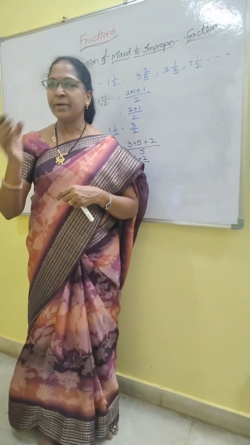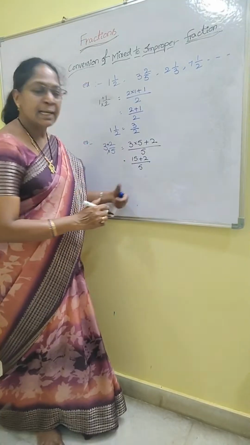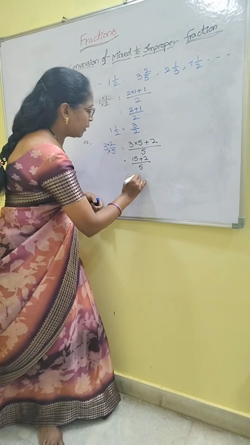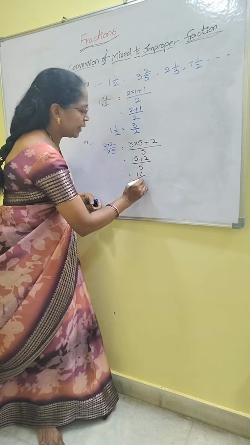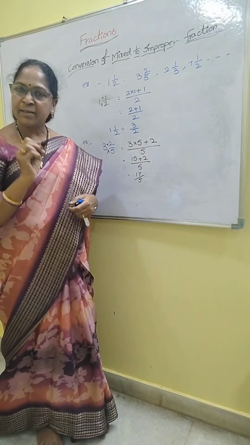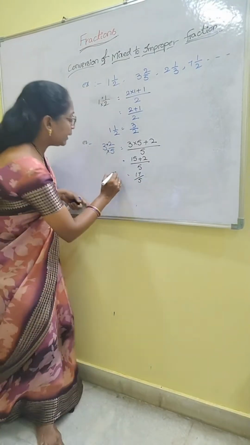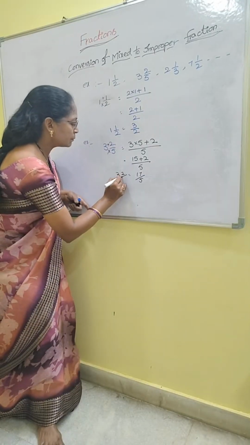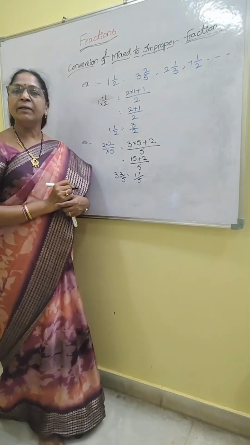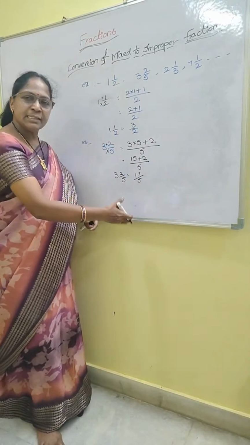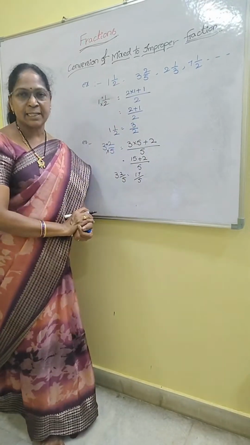15 plus 2 divided by 5. That equals 15 plus 2 equals 17 by 5. What is the final answer? 17 by 5. 3 2 by 5 equals 17 by 5. This is the learning of the basic stage.